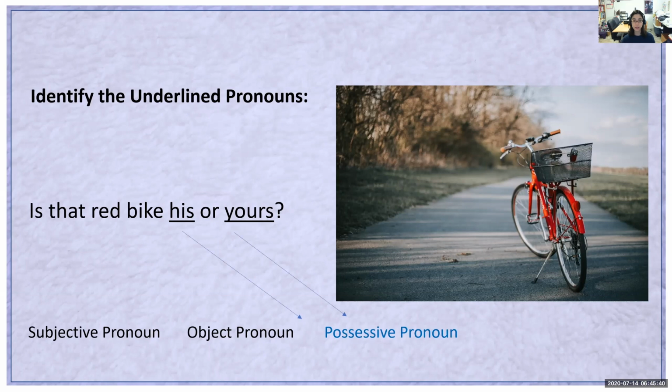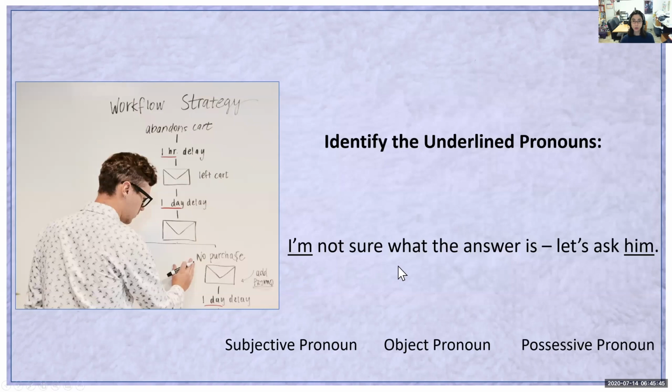Possessive pronouns. Awesome. All right, what about this one? I'm not sure what the answer is. Let's ask him. So is I'm, which is the same as I am, is the I in I'm a subjective pronoun, objective pronoun, or possessive pronoun? So you've said that the I in I'm is a subjective pronoun. You are correct. I is the subject of the sentence. What about him? Subjective, objective, or possessive for him?